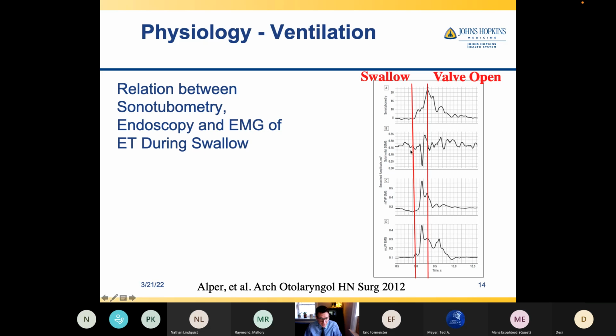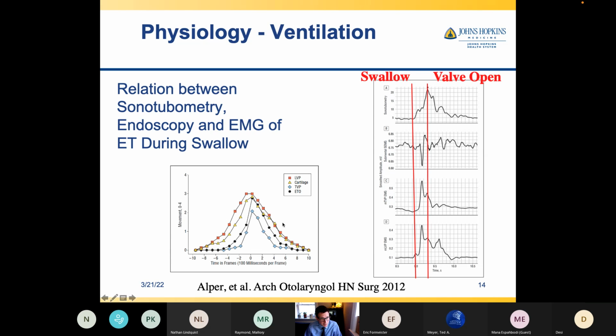These brave individuals underwent all of this testing to show that the contraction of the tensor veli palatini muscle and the levator veli palatini muscle happen almost simultaneously when someone is swallowing, in between these lines here, which is then followed by a change in pressure that can be measured on sonotubometry.